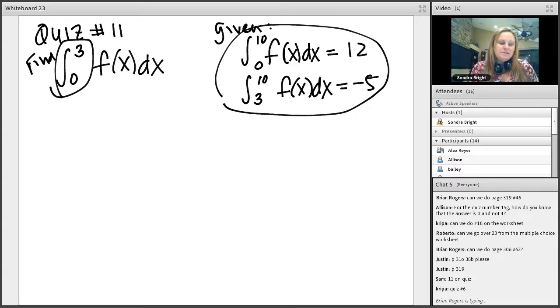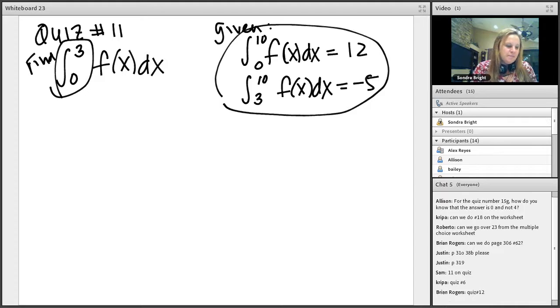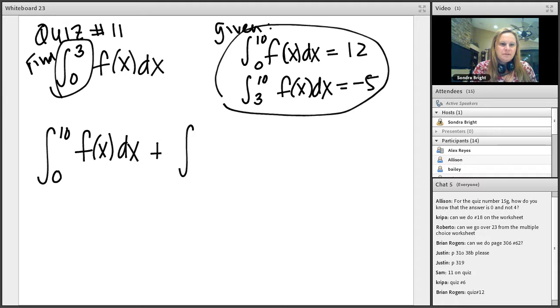And that's it. So you can go from, let's see, we can go from 0 to 10 plus 10 to 3. Now that doesn't look normal because you're not used to going backwards, but you agree that 0 to 10 plus 10 to 3 would give you 0 to 3.